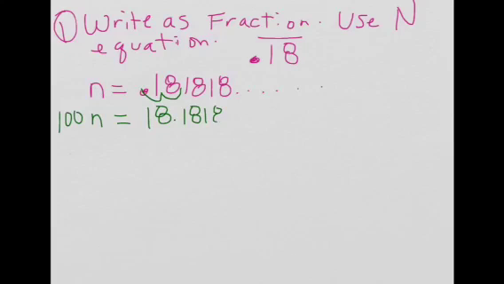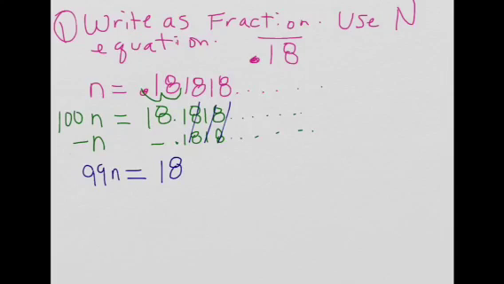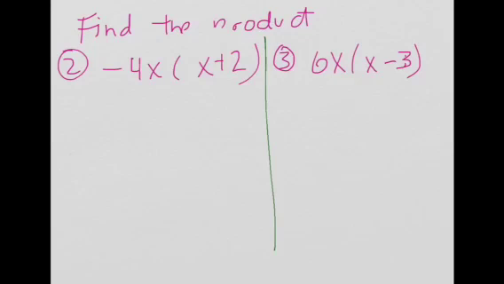Now what we want to do is get rid of all of the repeating part of our number. So we're going to subtract 1n, which subtracts off all of the repeating part of the number. With the repeating part gone, we now have 18 left, and on the left side we have 99n. What math operation is this? It's multiplication. How do we solve it? We do division, so we're going to divide by 99. So n is going to equal 2/11ths.